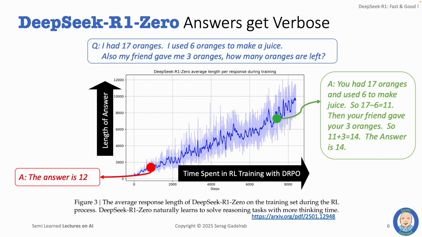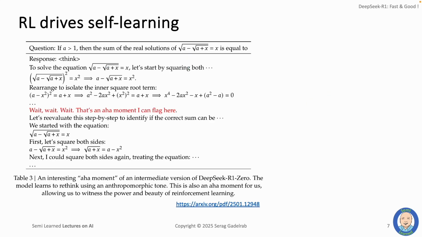The supervised fine-tuning phase usually trains the model to be more verbose and more human-like in its answers, but DeepSeek showed that we did not need this SFT phase for correctness and for verbosity. Their model also started to self-learn things like reflection by revisiting intermediate steps, self-correction on the fly, and even becoming anthropomorphic, as shown in this example from their paper.